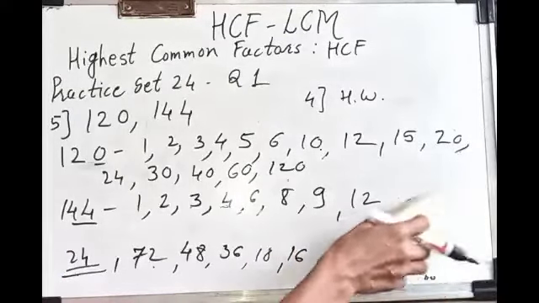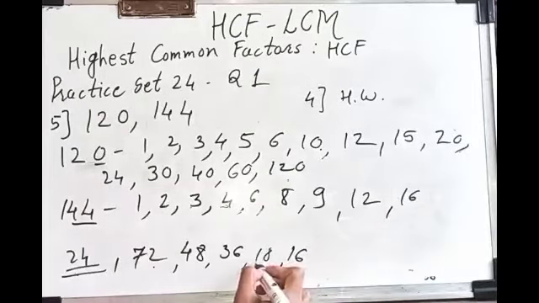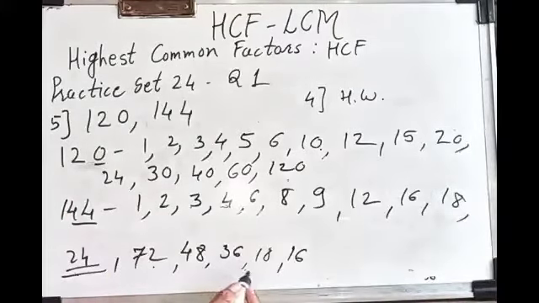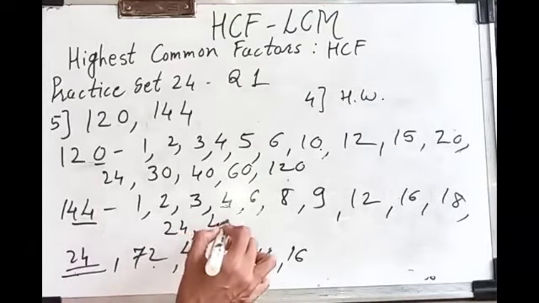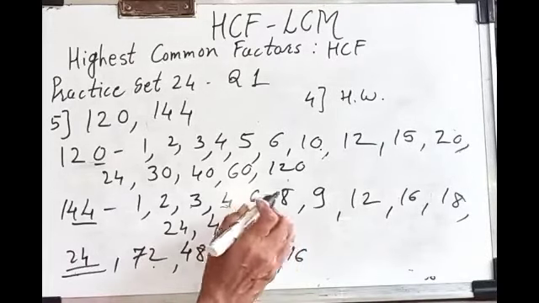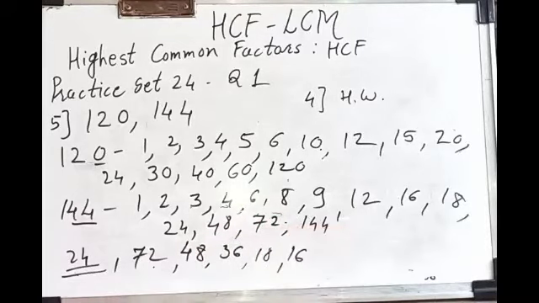13 will not come. 14, no. 15, no. 16 will come, already we have written. Now after 12, these factors will come. See, already 16 is there. 13, 14, 15 are not divisors of 144. So now 16 is there. Then 18 is there. Among these, no other factors will come. After 18, 24 I can write. After 24, 48 will come. After 48, 72 will come. And after 72, 144, that number itself.